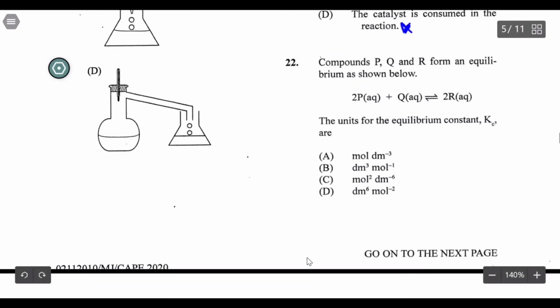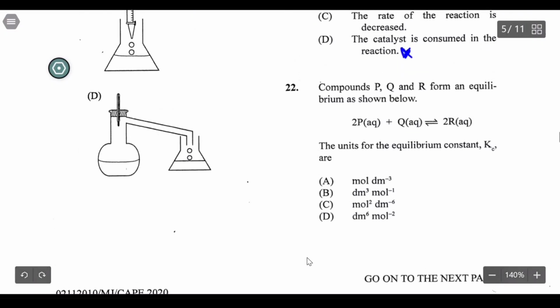Now 22. Compounds P, Q, and R form an equilibrium as shown below.